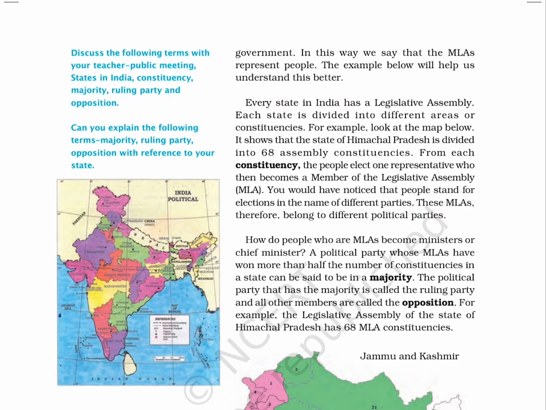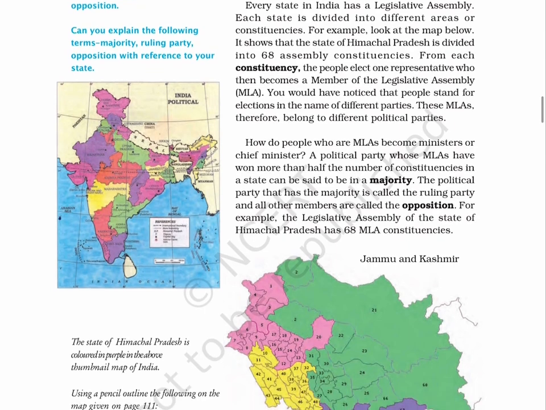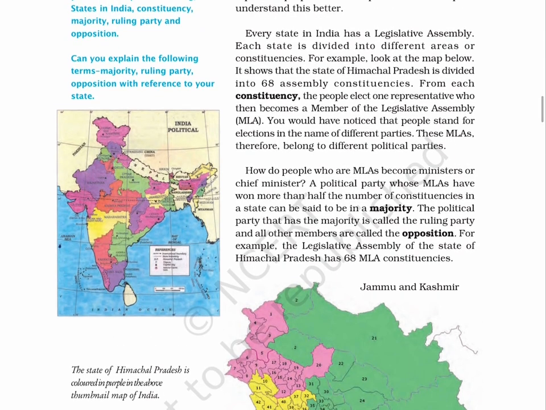Page number 32. Every state in India has a legislative assembly. Each state is divided into different areas or constituencies. For example, look at the map given here. It shows that the state of Himachal Pradesh is divided into 68 assembly constituencies. From each constituency, the people elect one representative who then becomes a member of the Legislative Assembly, MLA. You would have noticed that people stand for elections in the name of different parties. These MLAs, therefore, belong to different political parties.